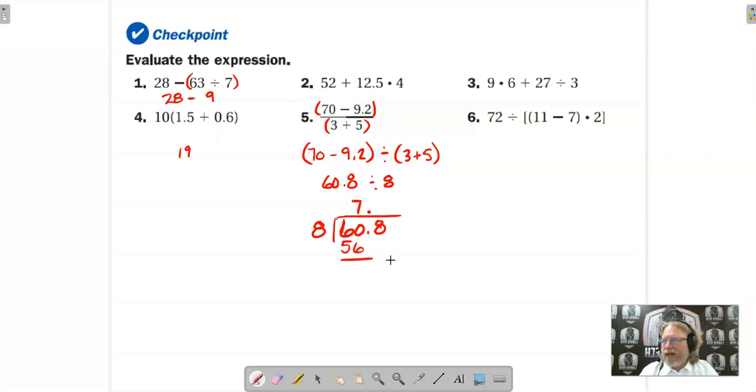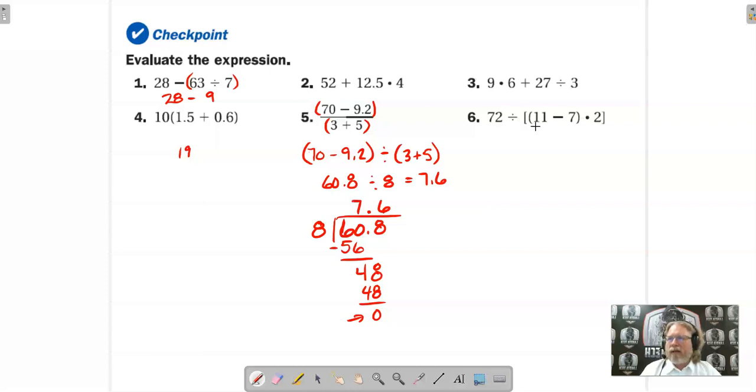It might not be too bad. Yes, we're going to be all right. And then 60 minus 56, remember we subtract this, 60 minus 56 is going to be 4. Bring down the 8, and 8 will go into 48 6 times. 6 times 8 is indeed 48, and we get the 0, and that means we're finished. So our answer is 7.6 equals 7.6. Had to use a long algorithm there.